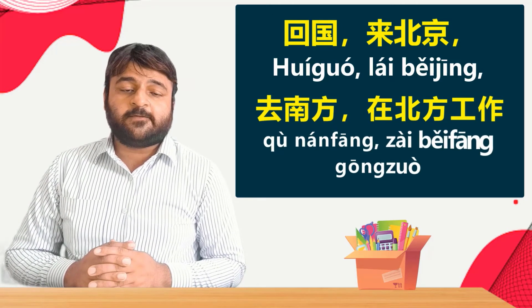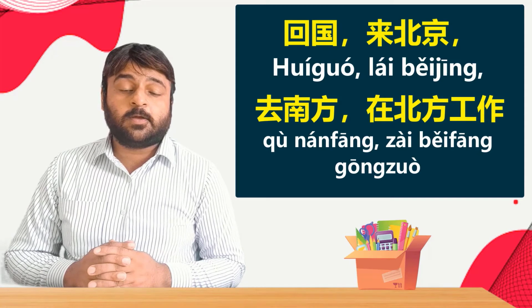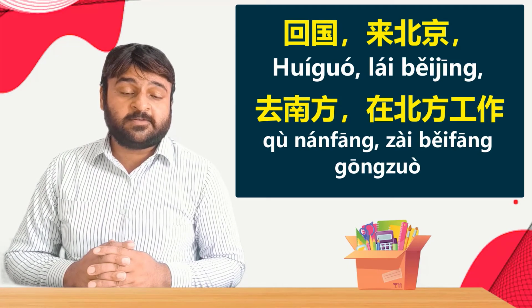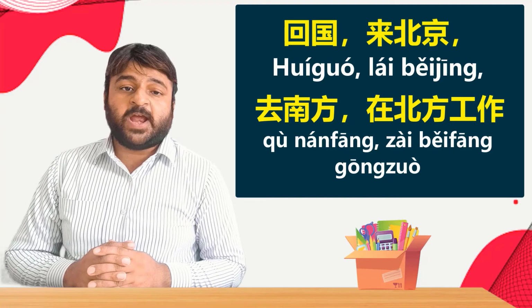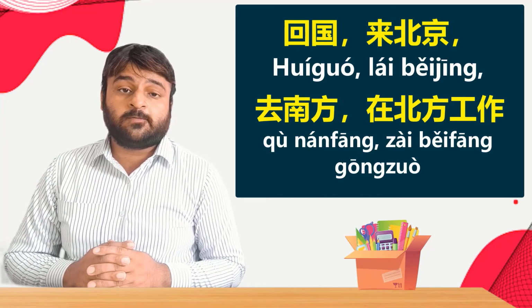Let us now read the words in the box to make replacement. 回国, return to the country. 来北京, come to Beijing. He has come to Beijing for more or less 2 years. He has returned home for almost 2 years. 去南方, Nanfang is south. Went south. It is almost 2 years that he went south. 去北方工作, go to north for work. It is almost 2 years that he went north for work.